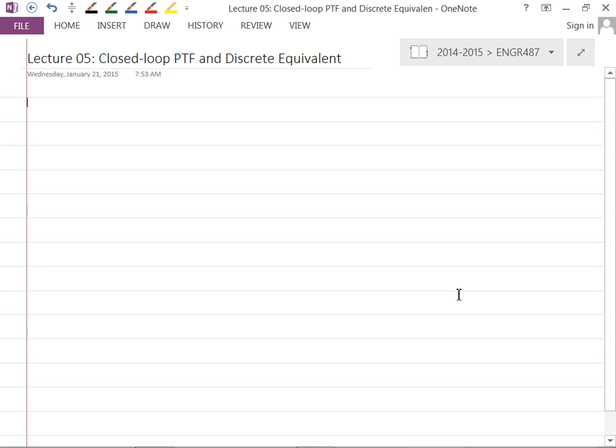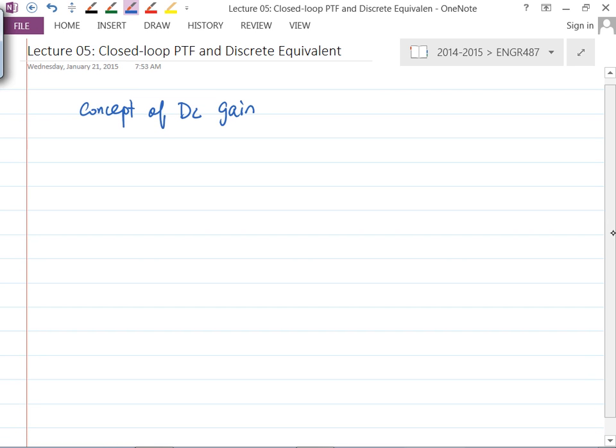Okay, so we'll continue on the open loop pulse transfer function, and then today we'll talk about closed loop. But there is a concept we should quickly go over. This is a control system concept, of course. It's called the concept of DC gain. DC is versus AC.